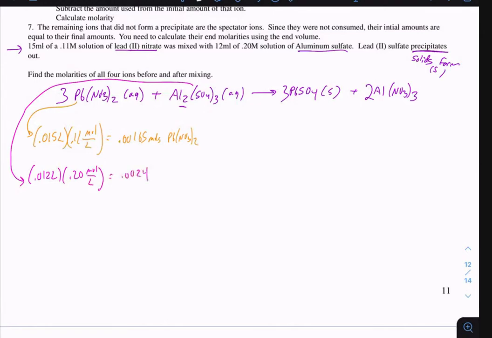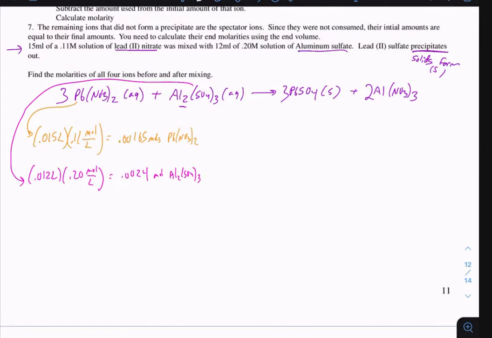0.0024. The nice thing about Notability is the color coordination is pretty easy, right? It makes things stand out. Moles of aluminum sulfate. Okay, I've got the moles of each reactant. That is the first step.